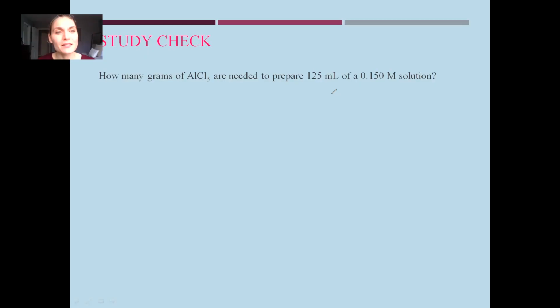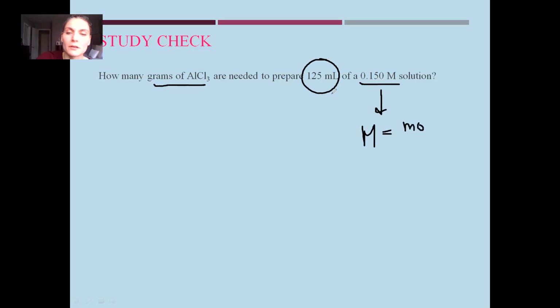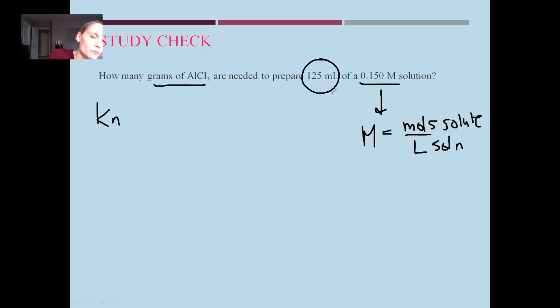So what this is going to ask us to do is figure out how many grams of aluminum chloride are needed to prepare 125 ml from this 0.150 molar stock solution. And remember, molarity is your moles over liters. It's your moles of your solute over liters of your solution. The way I like to write these out is what you know and what you don't know.